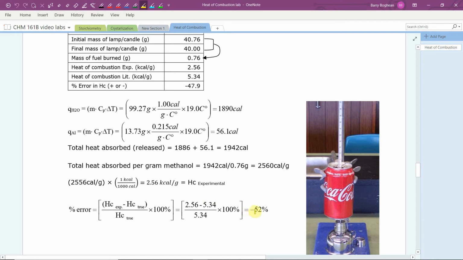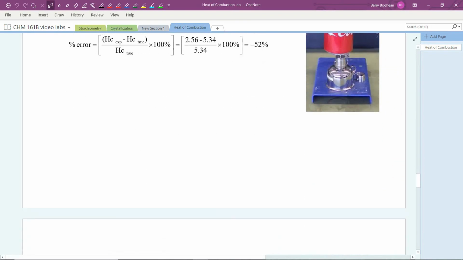Now you might wonder, why are we so low? That's quite a big error. Well, think about it. The amount of heat released by the burner, is it all absorbed by the aluminum can and the water in it, or is some of it lost to the environment? It's a pretty open system, so it's not surprising that we lose quite a bit of heat. If we wanted to perform calorimetry accurately, we need a different apparatus.